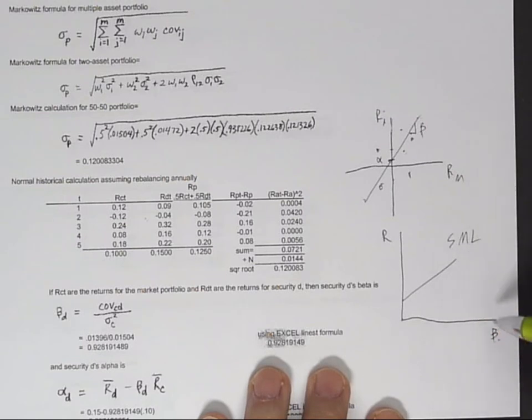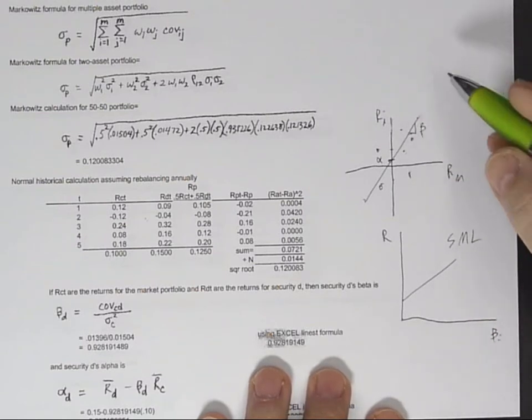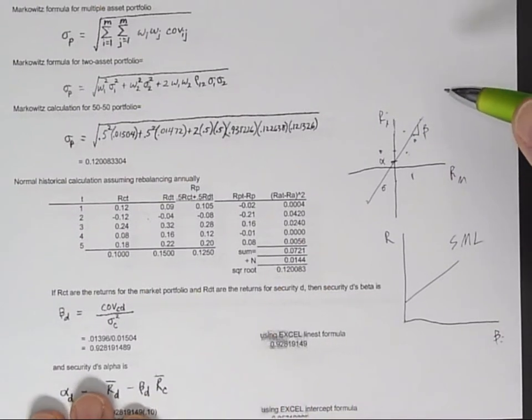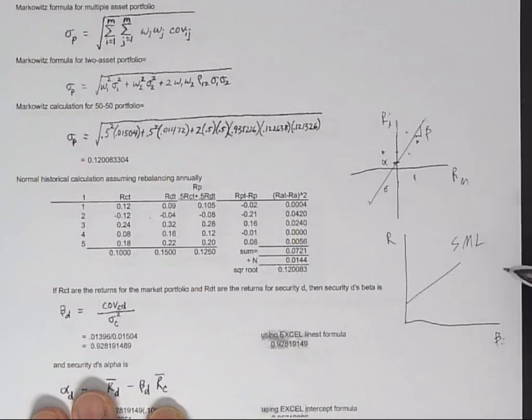And it has a slope, but it's not this slope. It's its own slope. So we take this measure of volatility, which just means how much does it go up and down relative to the market, and we take that measure of risk and apply it over here to the security market line, and we get a formula for that, which we'll go into in another video.